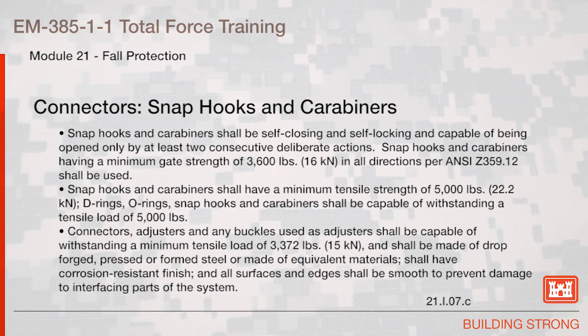D-rings, O-rings, snap hooks, and carabiners shall be capable of withstanding a tensile load of 5,000 pounds. Connectors, adjusters, and any buckles used as adjusters shall be capable of withstanding a minimum tensile load of 3,372 pounds and shall be made of drop forged, pressed, or formed steel or made of equivalent materials, shall have a corrosion-resistant finish, and all surfaces and edges shall be smooth to prevent damage to interfacing parts of the system.